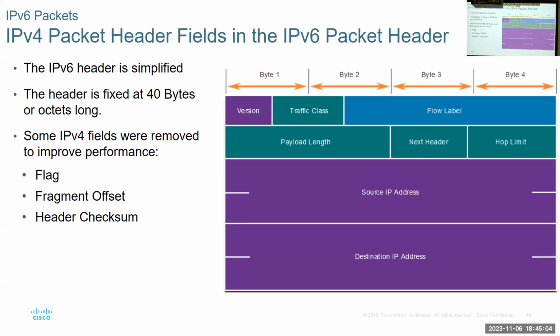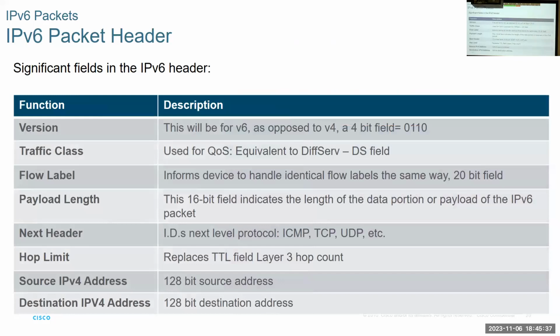And again, the header checksum is removed. Fragment offset is removed because there is no fragment. The flags field was removed because there's less stuff to flag in IPv6. Like, one of the flag options was the do not fragment bit. And if that bit was set in the flags field, then that means that routers or any other device could not fragment the packet before it went on to its destination.